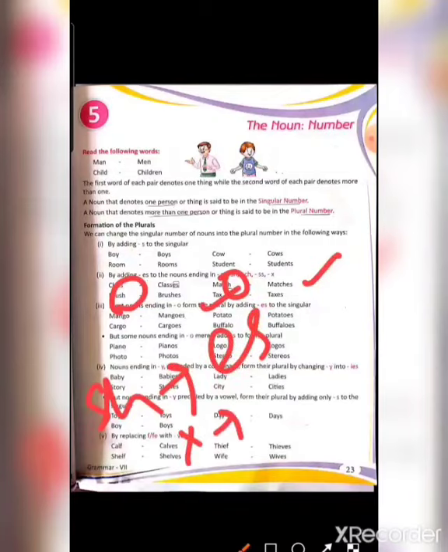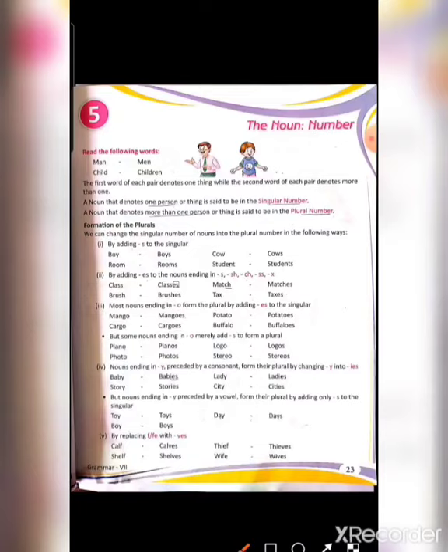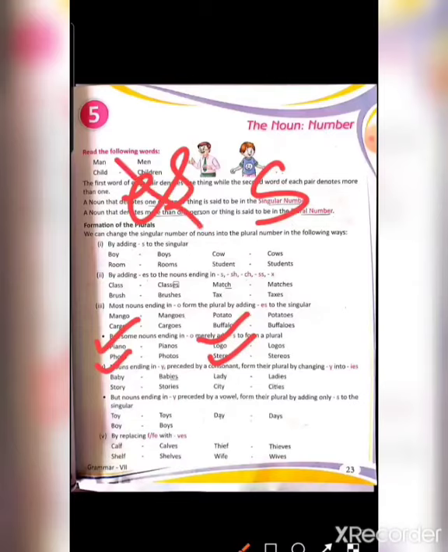But there are some exceptions. What do you mean by exception? That although there are words which will end in o, but still we will not make it plural by adding es, but only by adding s. What are those exceptions? Like piano, photo, logo, stereo. So these are such words that despite they are ending with o, still they will be made plural by adding s and not es, like we have studied in the rule number 3.